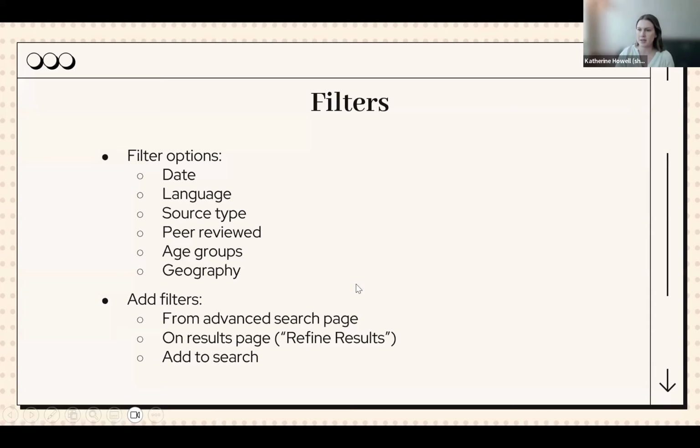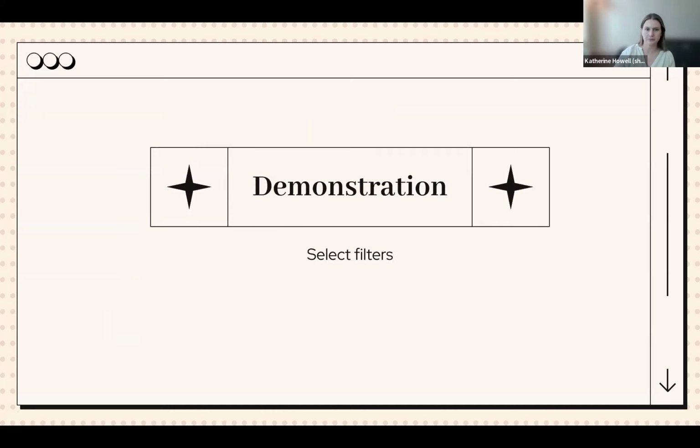There are a few different ways to add filters. When you're on the advanced search page, right below that, you'll see a very kind of extensive list that you can click on with different filter options. You can also do that after you've done the search. There's a refine results menu on the left side of the screen after you've searched. And I'll also show you how to add that in with syntax. So you can use a field code and add it in that way as well. So I'm going to hop back into CINAHL.